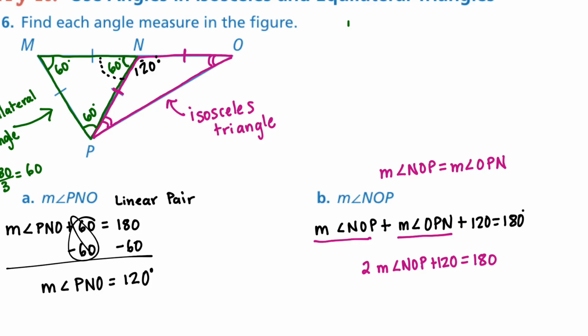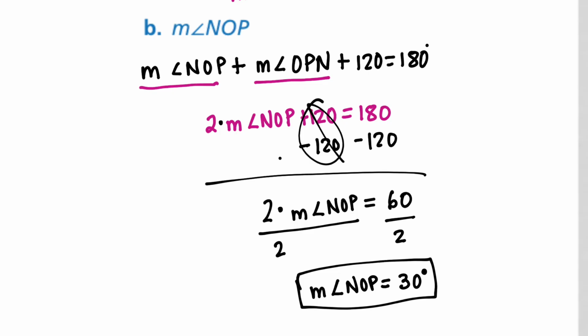Solve for the measurement of angle NOP. Okay, so we need to subtract 120 from both sides, and that leaves us with 2 times the measurement of angle NOP is equal to 60. Divide both sides by 2, and we have the measurement of angle NOP is equal to 30 degrees.